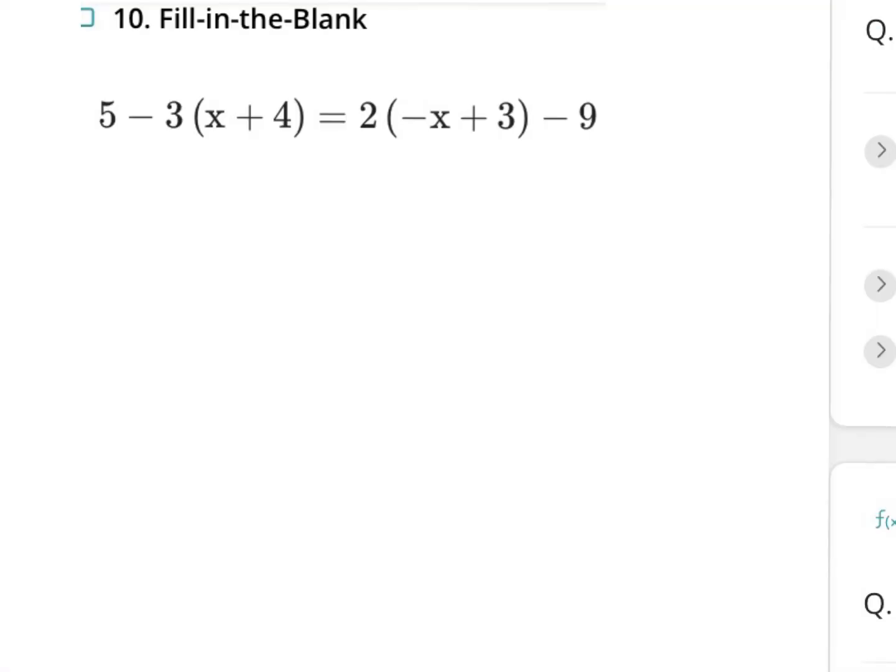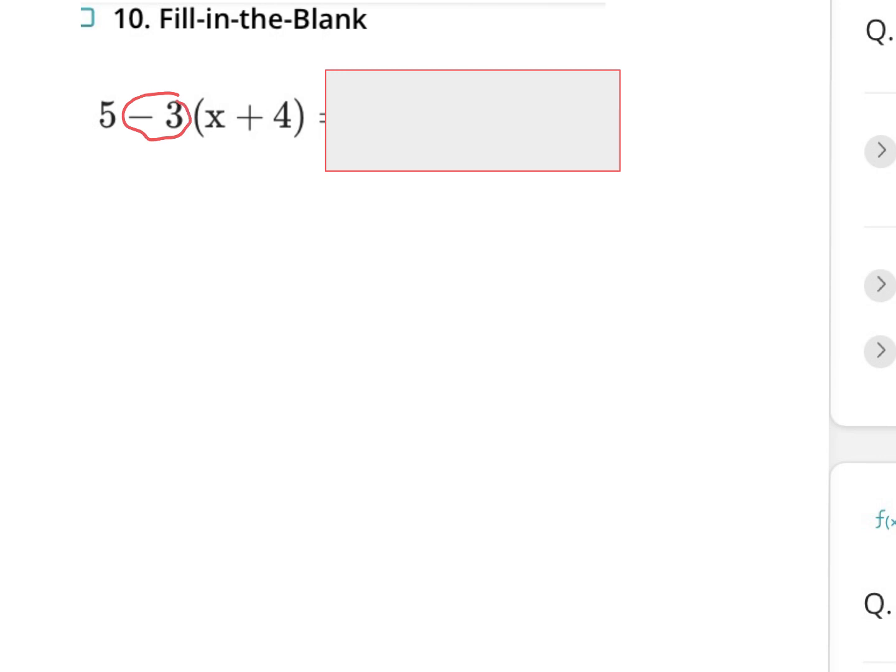Let's begin by simplifying each side. So I'm going to cover up the right side and just work on the left side. I'm going to distribute first and then combine like terms. So I'm going to distribute negative 3 times x. That's a negative 3x. And then negative 3 times positive 4 is a negative 12. Then I bring down this 5. You're going to have a 5 out here in the front.